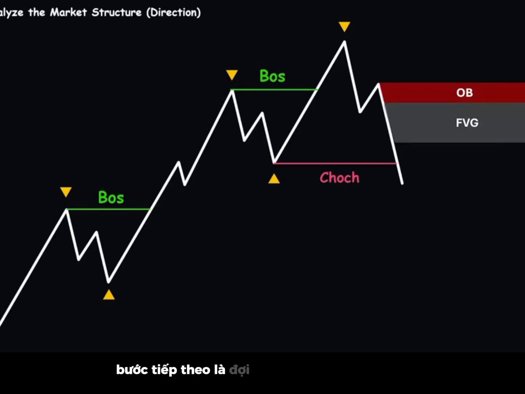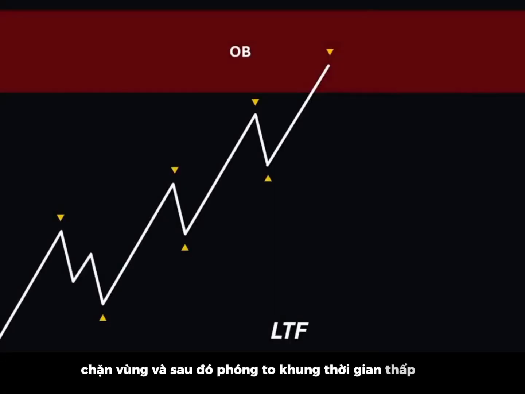The next step is to wait for a pullback to the order block zone and then zoom into a lower time frame. Remember, do not jump into the market before the price reaches the order block zone, because the market often traps early buyers. Now, in the final step of this trading plan, we look for confirmations and execute the trade on the lower time frame.